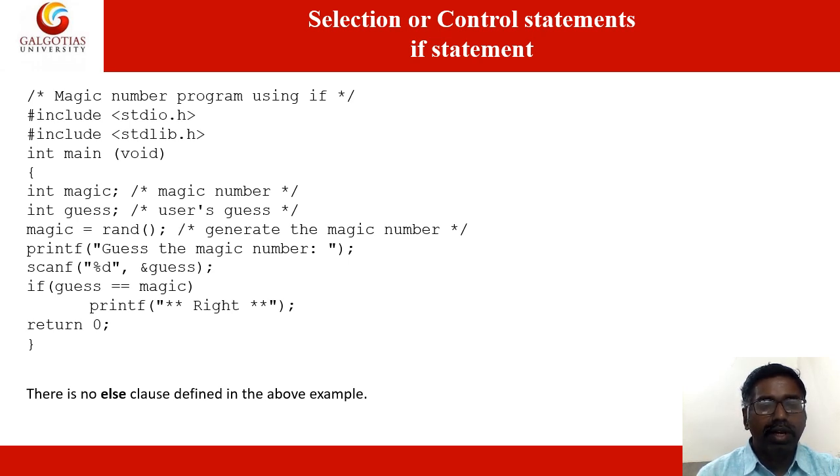Now this user entered value is going to be compared with the system generated value, and if both are equal, then we are going to say it is right. There is no else part given, since our question is that we need to use the if statement alone.